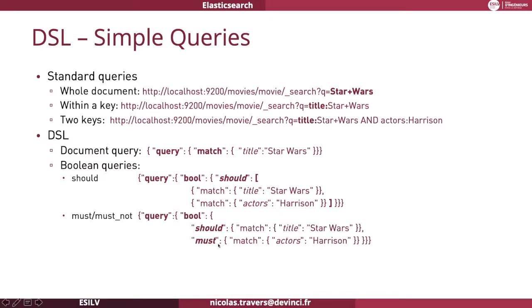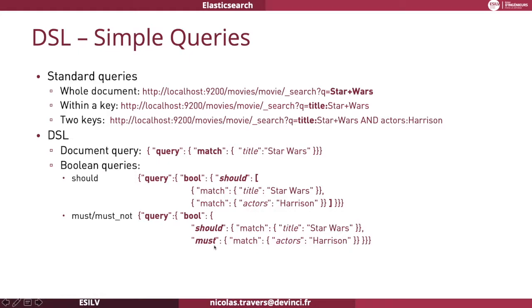We can mix between should and must. So the should says that if I find star or wars inside the title, it's okay. If I find Harrison in the actors, it's okay. If I can find both, it's better. But if I find one of them, it's okay. So you can sort the documents according to this should match.